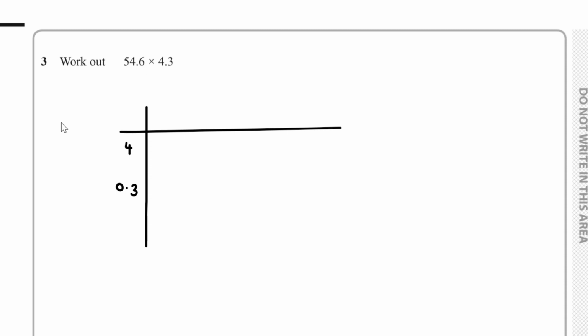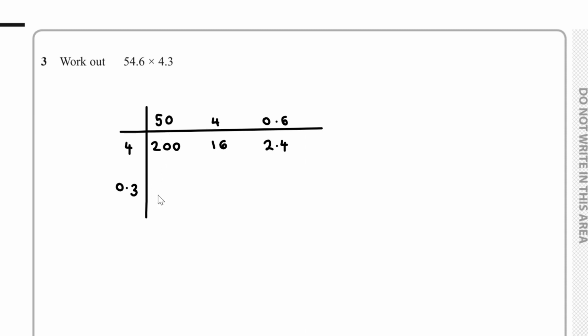And 54.6 we can split up as 50, 4 and 0.6. And of course, adding these together gives the 54.6. Now let's multiply in our grid. 4 times 50, that's 200. 4 times 4, that's 16. 4 times 0.6, that's 2.4.